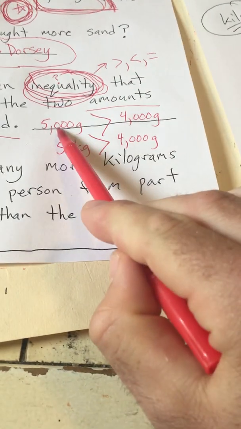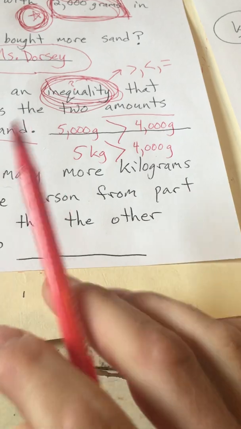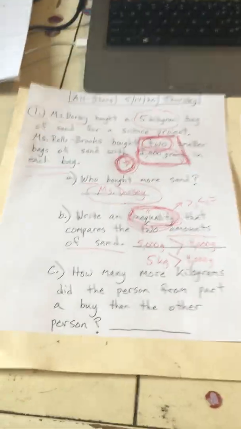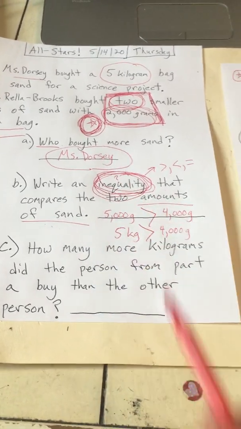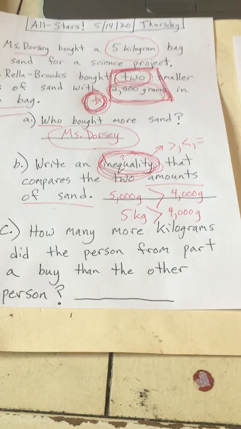It needs to say that the 5,000 is greater than the 4,000, or that the 5 kilograms is greater than 4,000 grams. Give yourself some snaps. If you knew what an inequality was, great job. If not, that's a word that we're going to be continuing to use so that you can remember it.